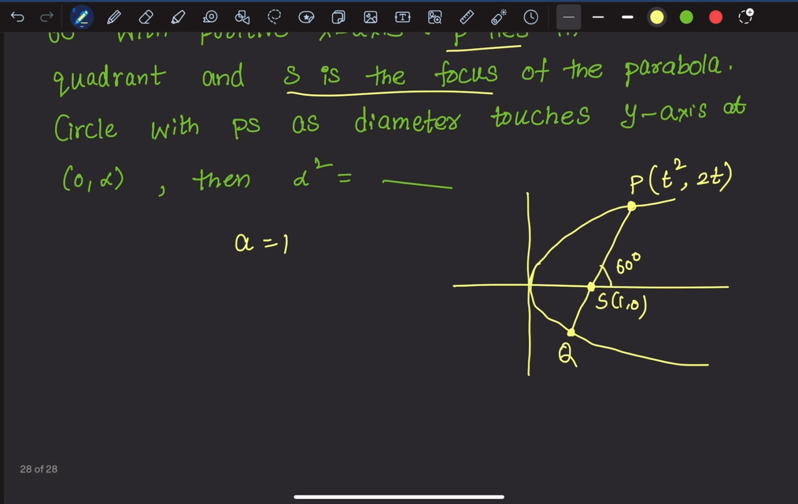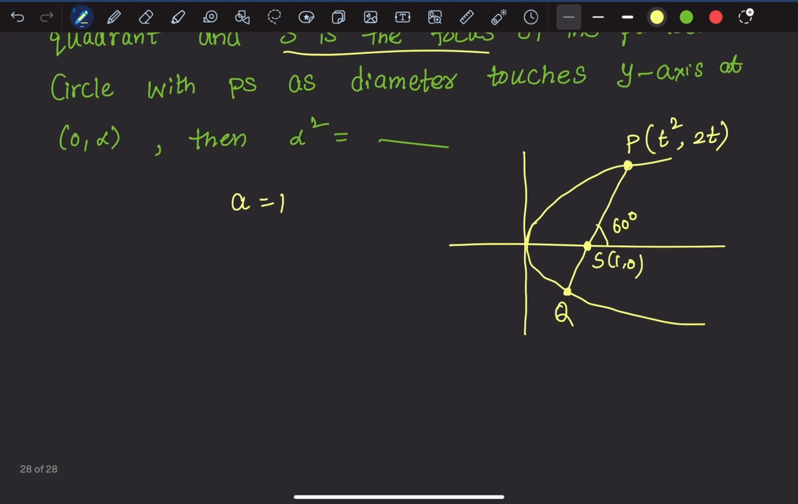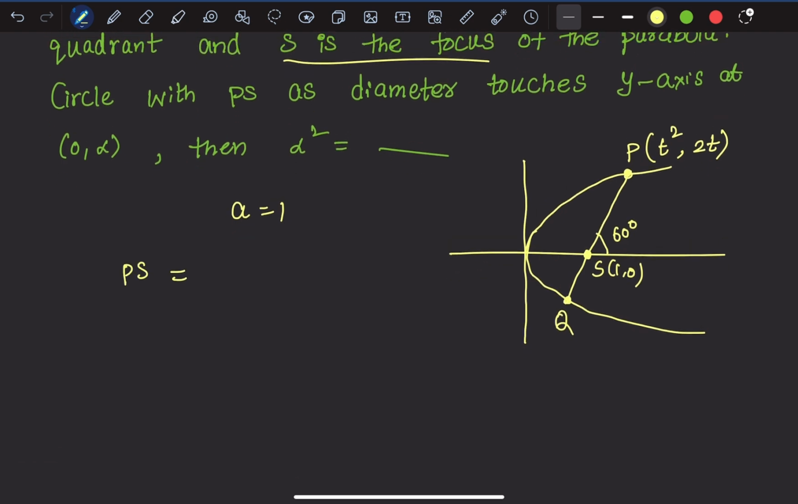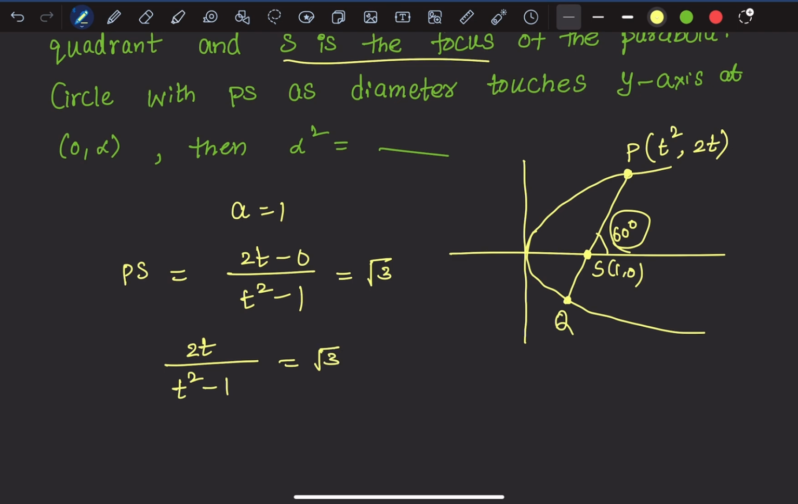Alright. Now, what is the slope of PS? Slope of PS is 2t minus 0 divided by t square minus 1. Also, the slope of PS can be written as tan 60. So, tan 60 is root 3. So, 2t upon t square minus 1 is root 3.